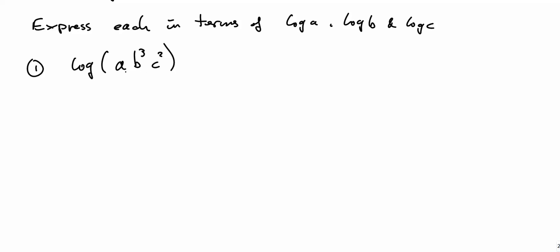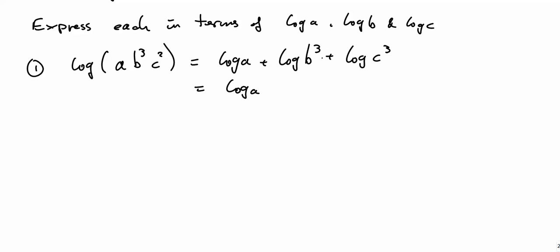Now we can use these laws involving algebraic expressions. Let's see how we might express this, log of a b cubed c squared, in terms of just log a, log b, log c. Well, there's three things here. By the addition rule, this would be log a plus log b cubed plus log c squared, which is equal to log a, and then by the power rule, log b cubed is 3 log b, and log c squared is 2 log c.